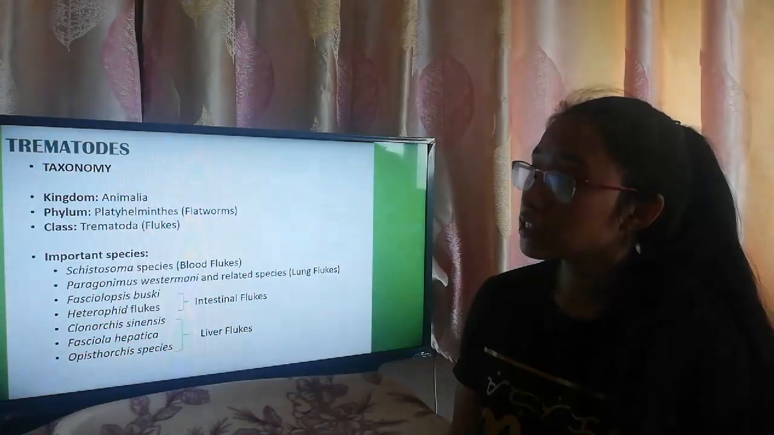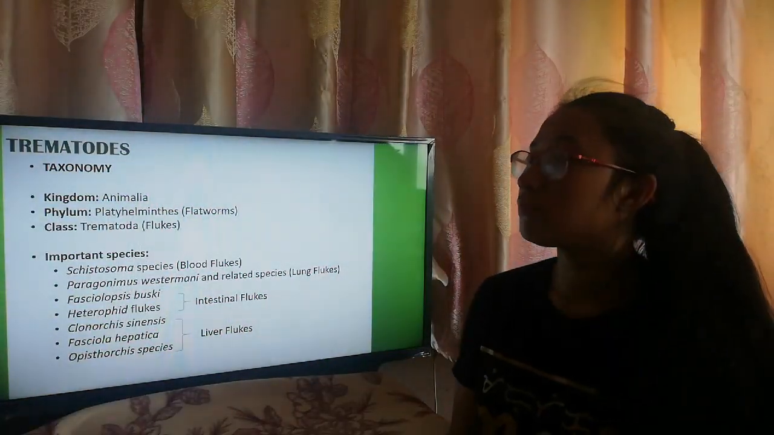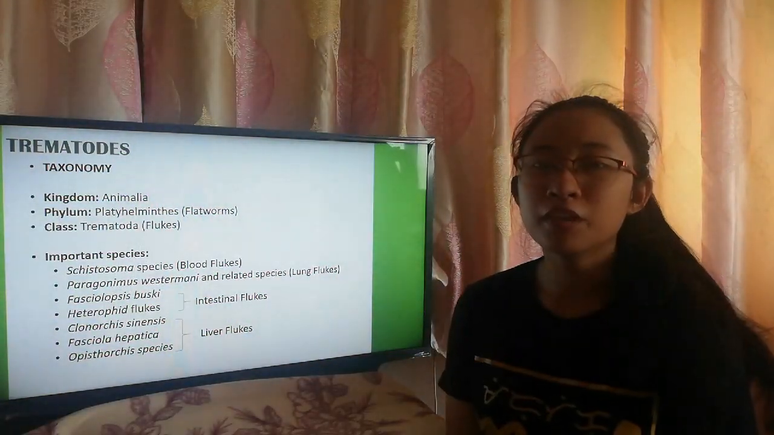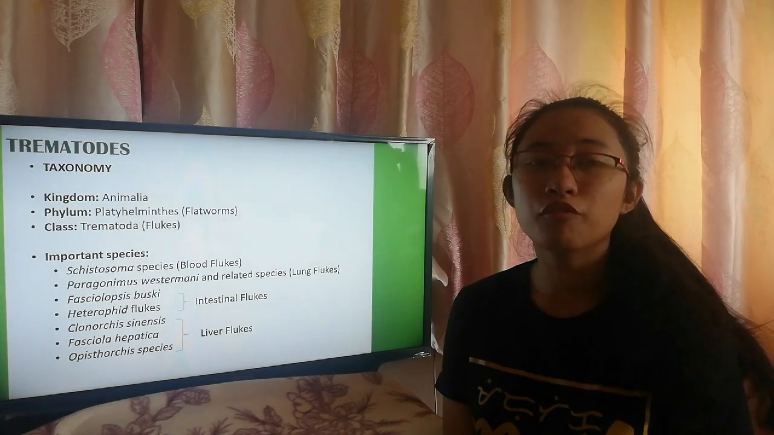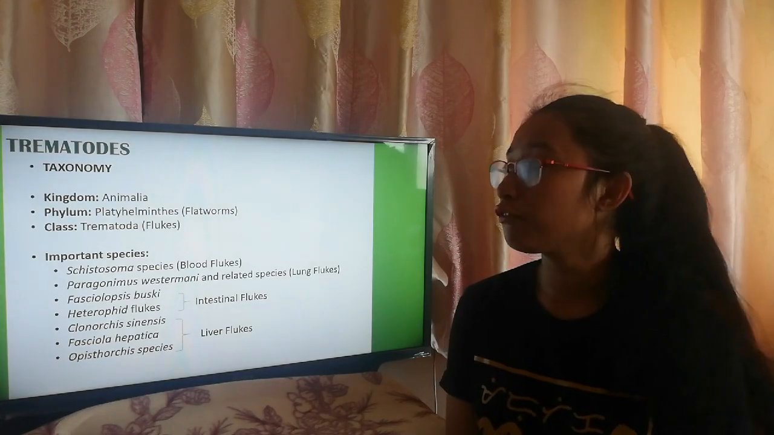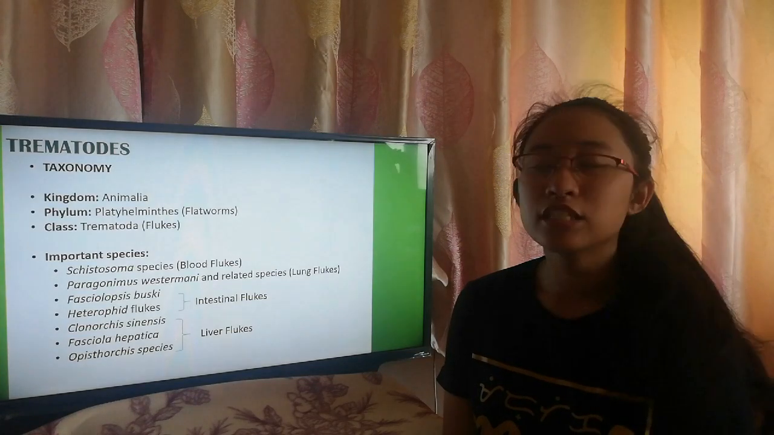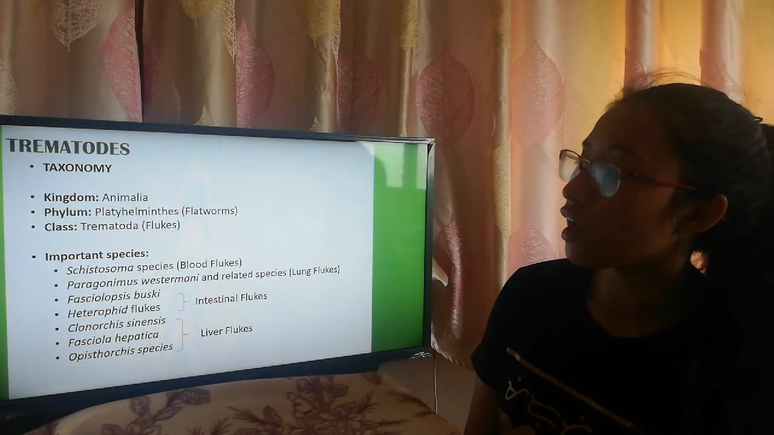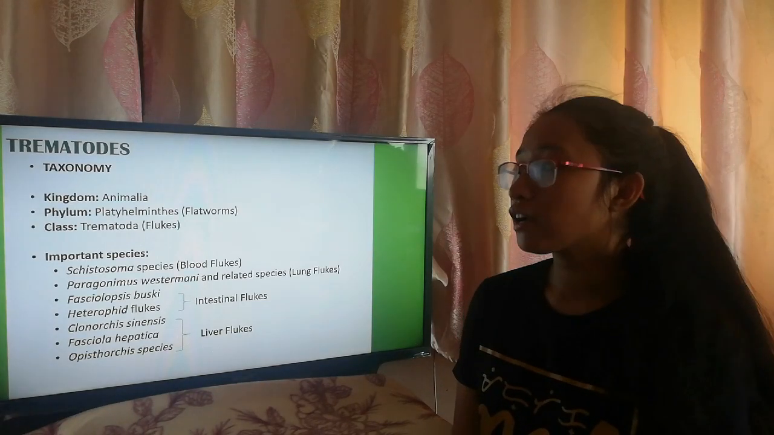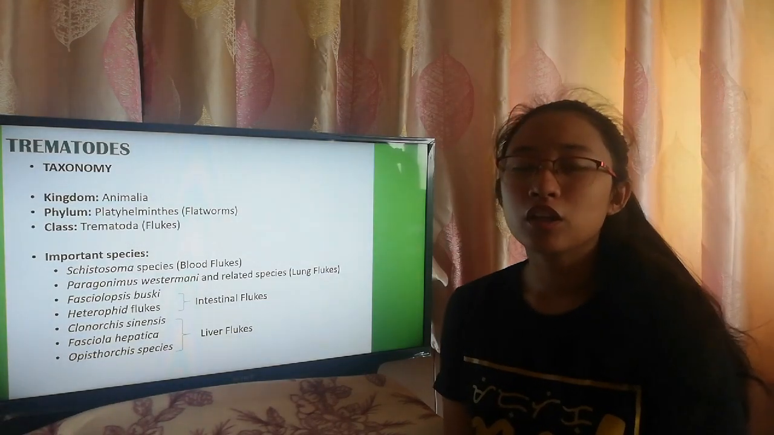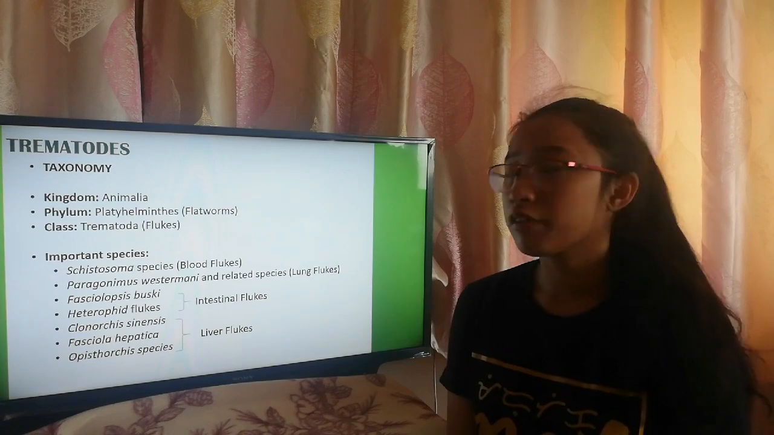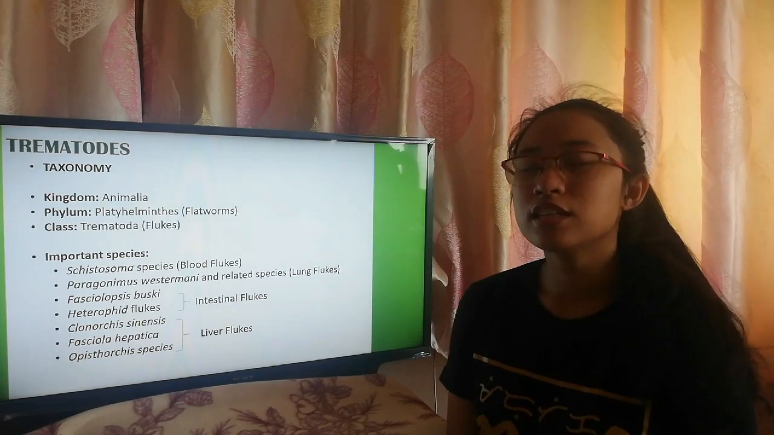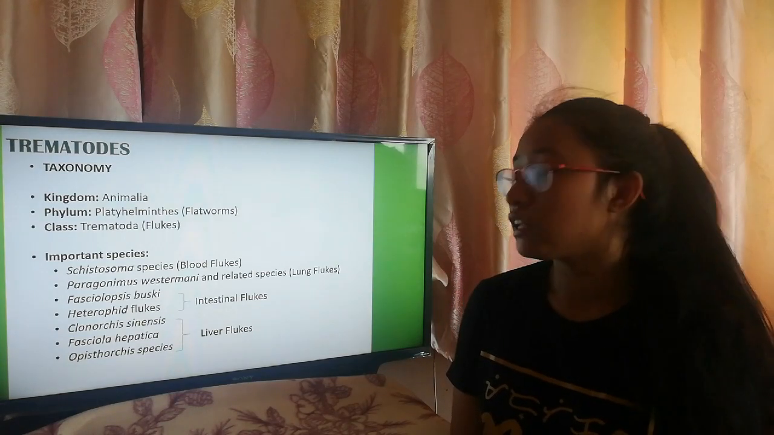For the taxonomy of the trematodes, they belong to the kingdom of Animalia. Same with cestodes, they belong to the phylum of Platyhelminths, which are flatworms, and from the class of Trematoda, which are flukes. Here are the important species of the trematodes. They are parasitic flatworms that invade our blood vessels, the gastrointestinal tract, liver, and the lungs.